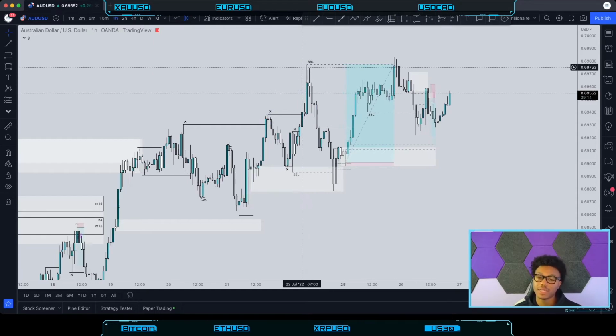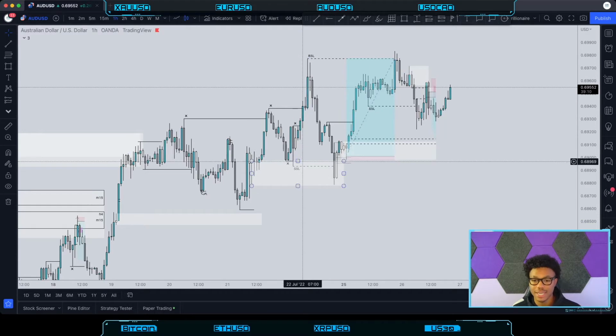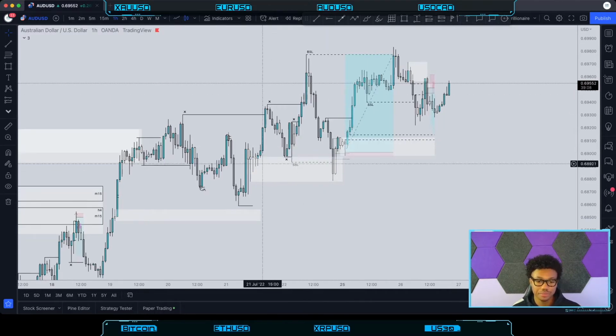We know that resting above all highs we have buy side liquidity, and resting below our lows we have sell side liquidity. Within this region, we can see that we have an H1 point of interest that was responsible for creating imbalance within the market and breaking our structure to the upside, as we can see here.